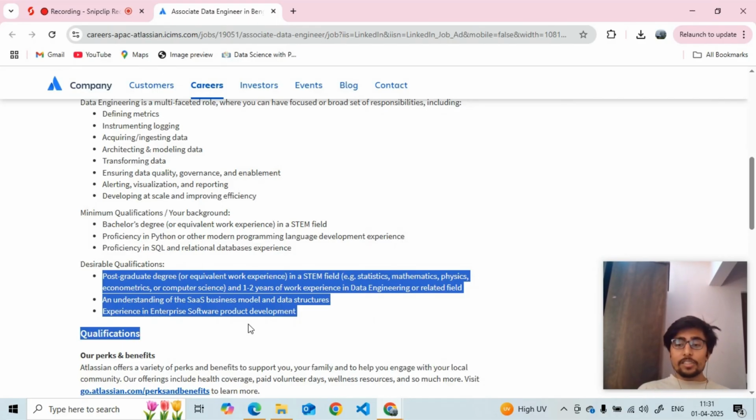And how can you apply? Just check for the direct link in the description that we have mentioned. So click on that link and apply as soon as possible, because opportunities with top companies like this come very rarely. So that's it, and apply today.